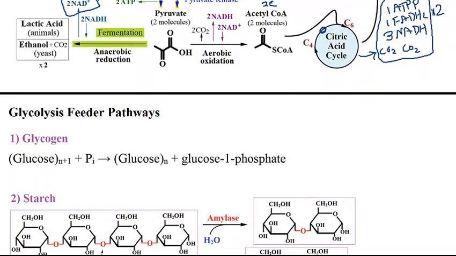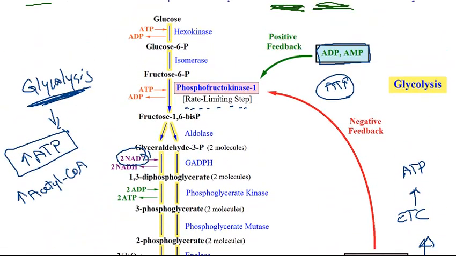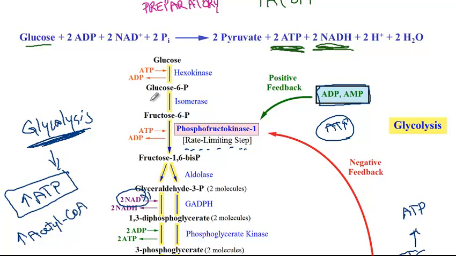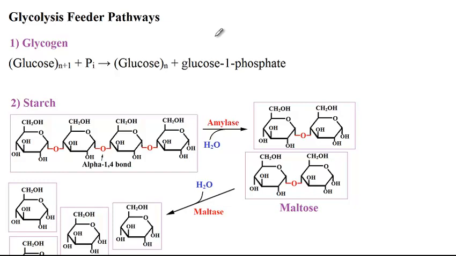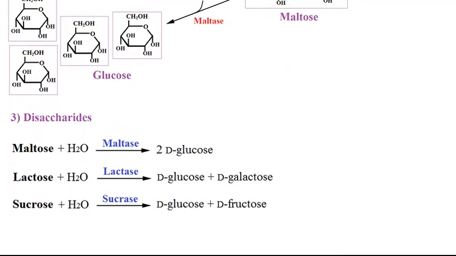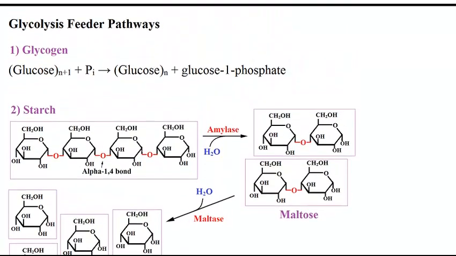Now moving on to one other concept, the glycolysis feeder pathways. So we already know that glucose was the starting molecule, but then there are other molecules that can be added to this glycolysis pathway in order to get the glycolysis going. And so I'm going to discuss all these intermediate molecules in the glycolysis feeder pathway. So there are 4 different groups of molecules that can contribute to the glycolysis. These include glycogen and starch, disaccharides, and monosaccharides. All right, now let's go through every one of them.